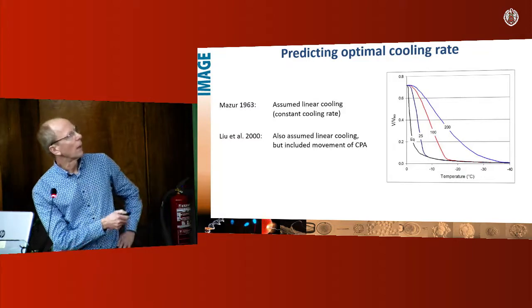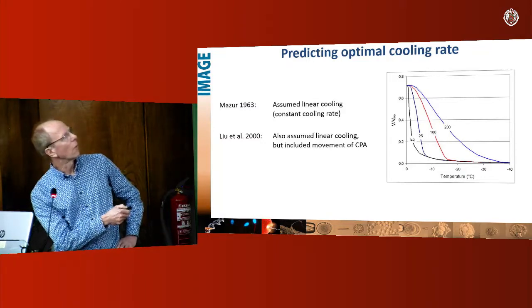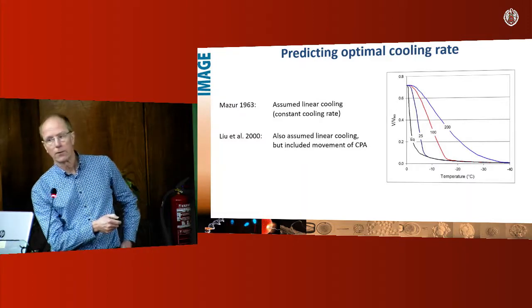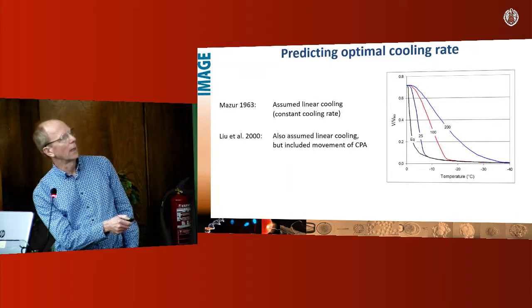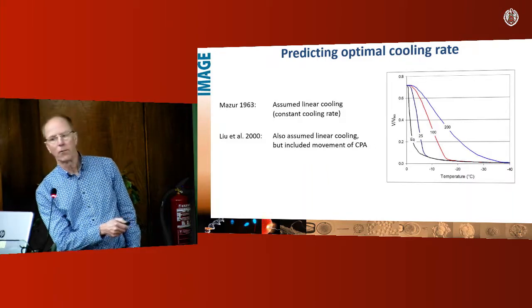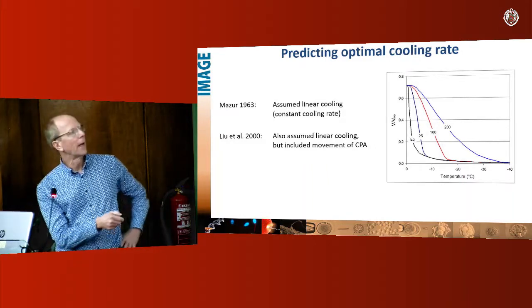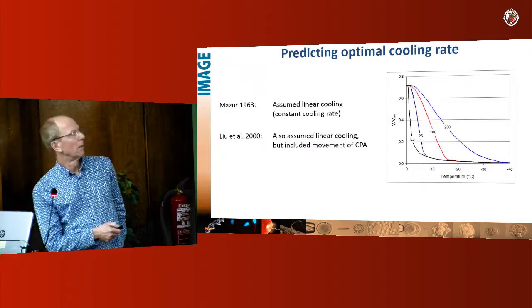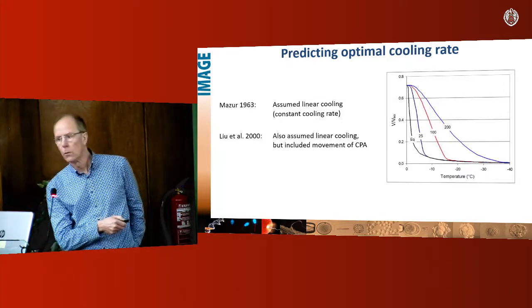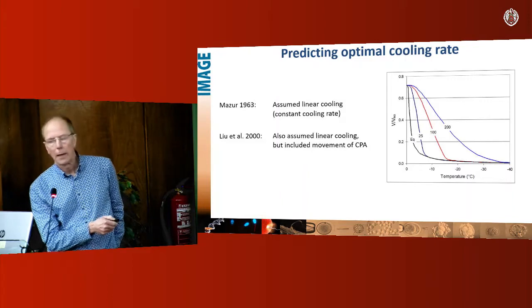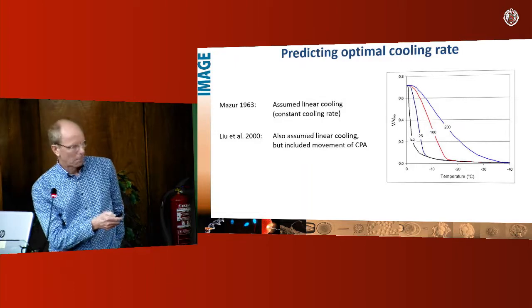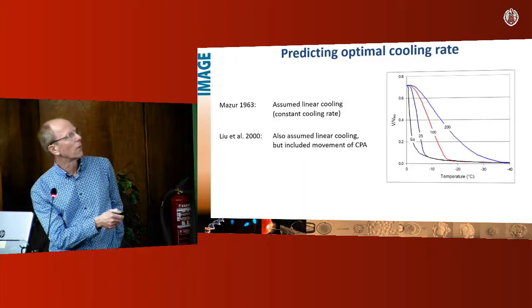And with these equations, people in the past have used these for predicting the optimal cooling rate. As early as 1963, Peter Mazur has done this, and he could introduce a fixed constant cooling rate of, let's say, 200 or 100 or 25 degrees per minute, and then calculate how well the cells prevent intracellular ice formation. Later this was done by Jun Liu and John Critser's group, in which they also included the movement of cryoprotectant. So that's nice, but all was done with a constant cooling rate.